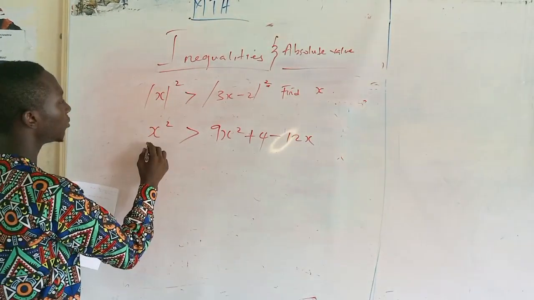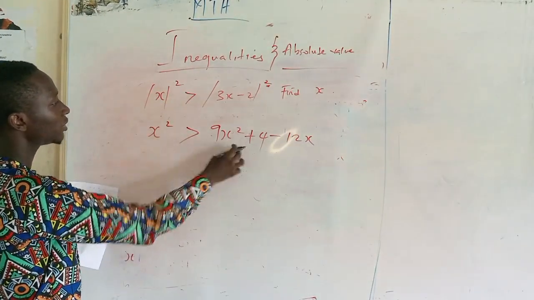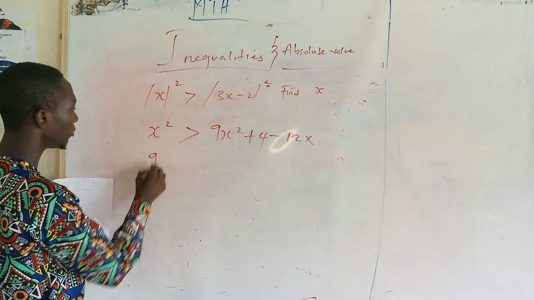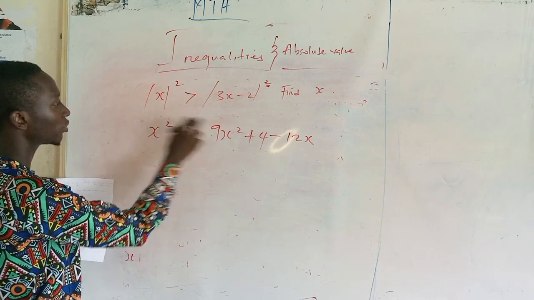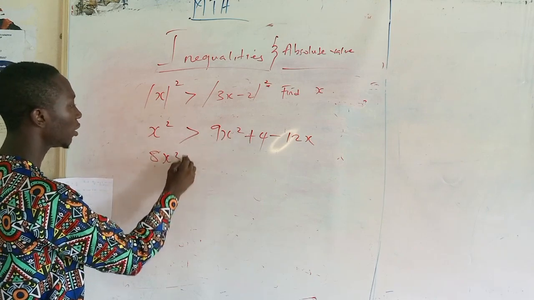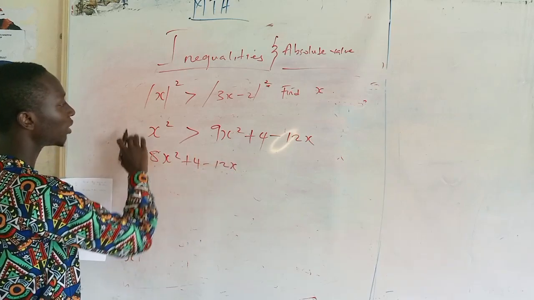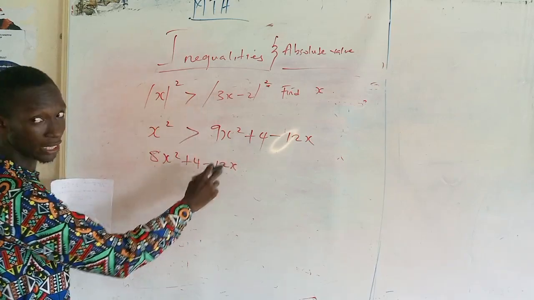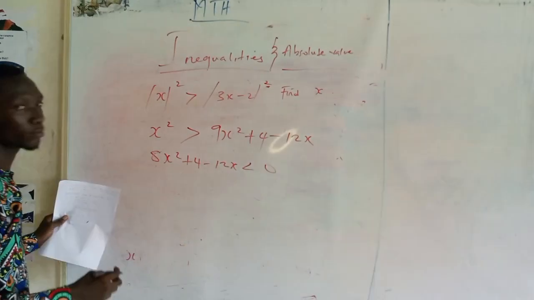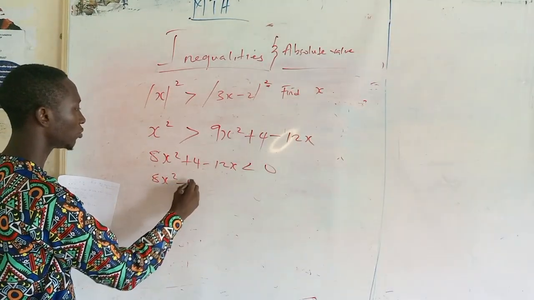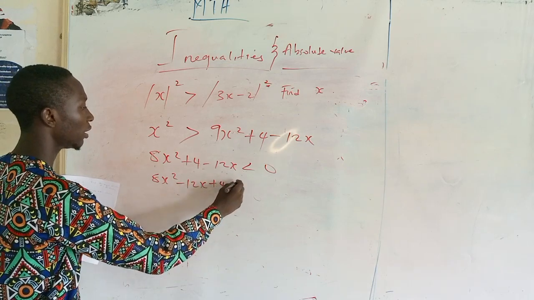12x. Collect like terms. Now bring everything that is here. So now if you take it like this, it becomes 9x squared minus x squared, which is 8x squared plus 4 minus 12x. Now since we have brought everything here, the inequality will change like this, less than 0. So therefore 8x squared minus 12x plus 4 less than 0.